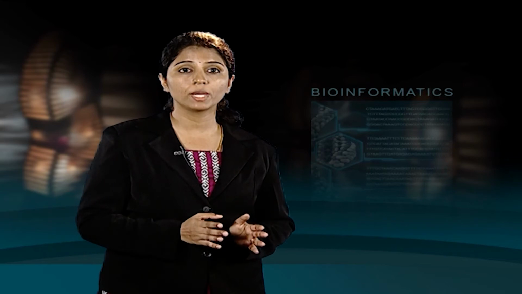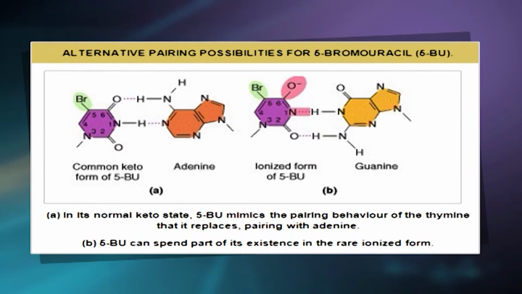For example, 5-bromouracil is an analog of thymine that has bromine at the C5 position in place of the CH3 group found in thymine. This change does not affect the atoms that take part in hydrogen bonding in base pairing, but the presence of the bromine significantly alters the distribution of electrons in the base. The normal structure or the keto form of 5-bromouracil pairs with adenine as shown in the figure.